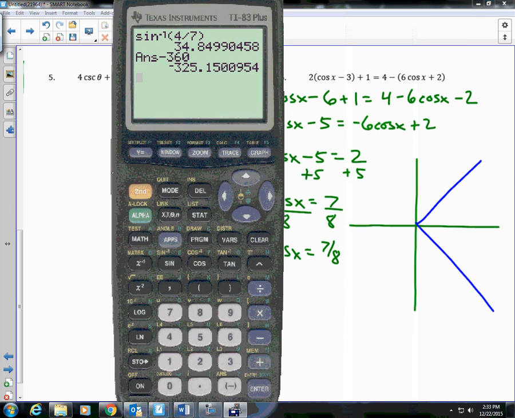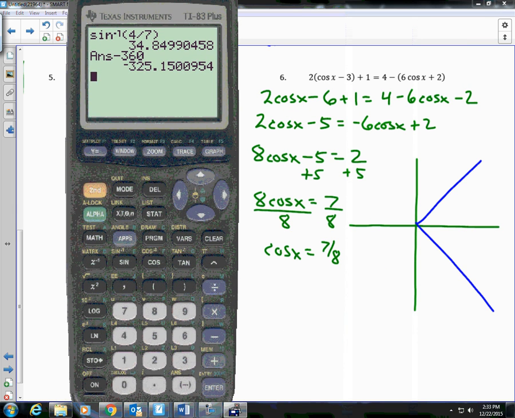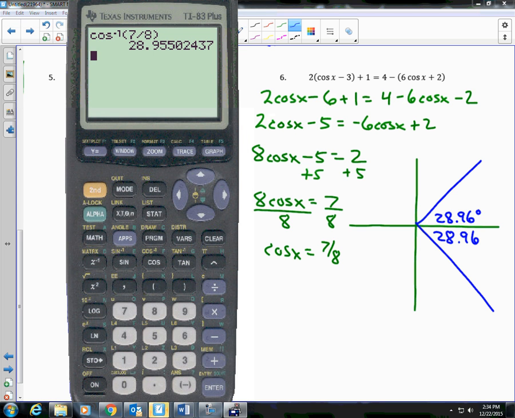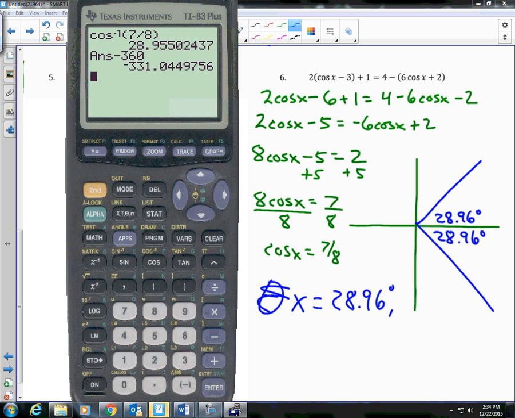Do I have to flip it? Nope, because I have a cosine button on my calculator. Cosine inverse of 7 divided by 8. And I get 28.96. So theta, or x in this situation, is equal to 28.96. I subtract the other from 360. I get 331.04.